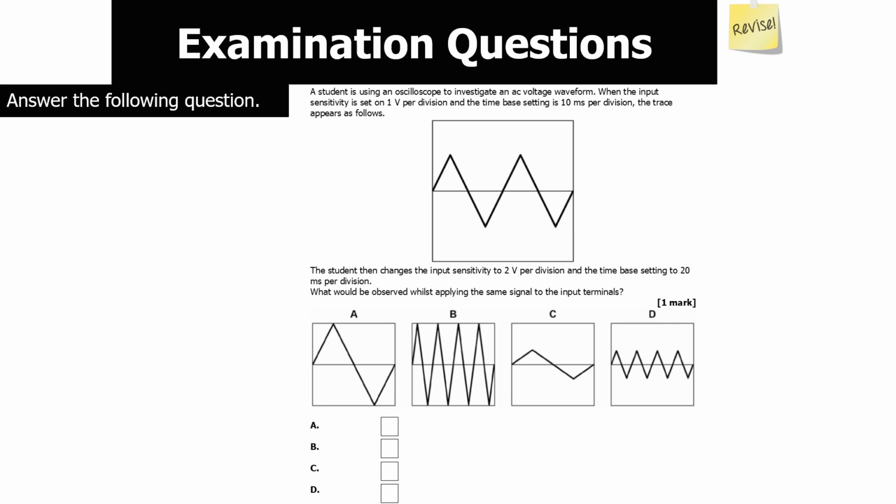The next question says, a student is using an oscilloscope to investigate an AC voltage waveform when the input voltage sensitivity on the scale is 1 volt per division and the time base setting is 10 milliseconds per division. The trace appears as follows. The student then changes the input sensitivity to 2 volts per division and the time base setting to 20 milliseconds per division.